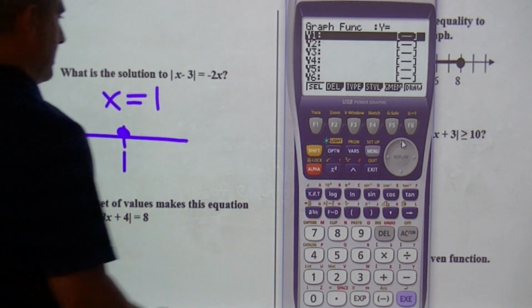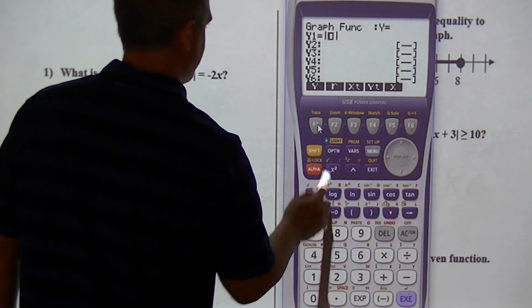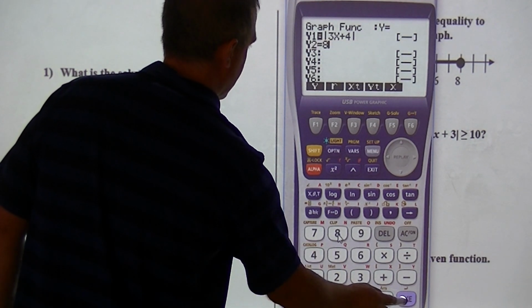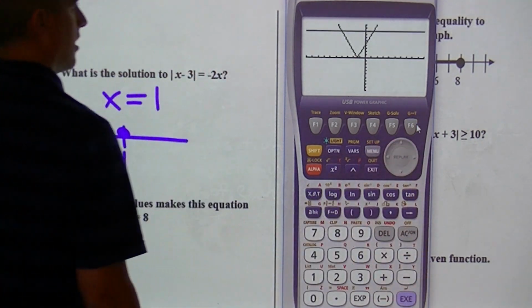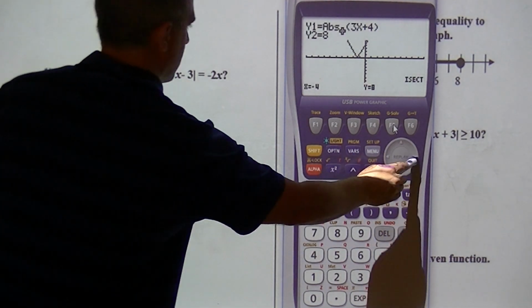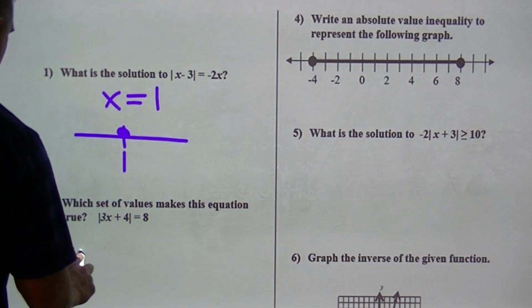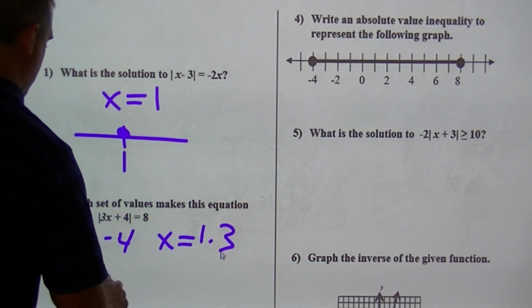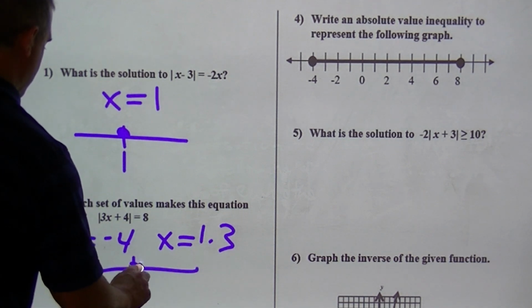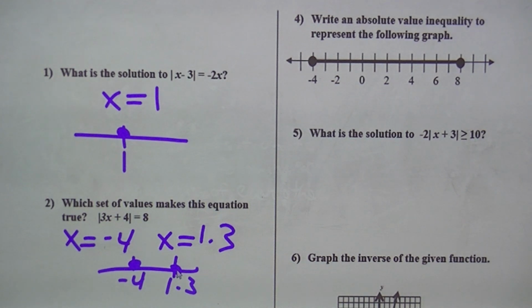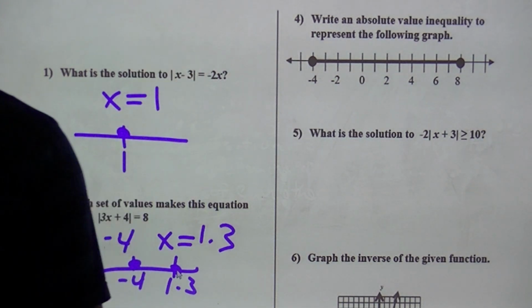I've got option num, abs, 3x plus 4, and then I got 8. G solve intersect. One of the answers is -4. If I hit the other one, that's 1.3. So -4, fill it in, 1.3, fill it in. Make sure you can see that. Yep, fantastic. Let's do these over here.